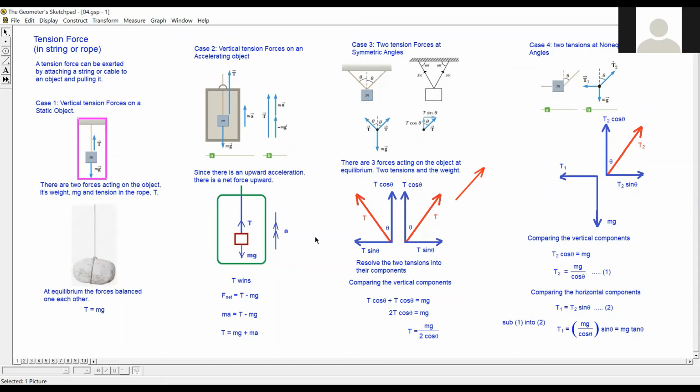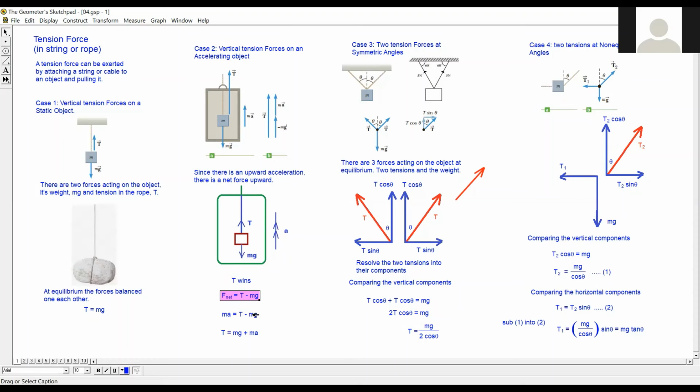Because let's say T and mg, who will win? Like in a tug of war, the thing is moving in the direction of T. So if it's moving in the direction of T, it means T wins. If T wins, that means T must be bigger. So if T is bigger, I have to use T minus mg. So the net force is actually T minus mg. Why T minus mg? Because T is bigger. Because it's moving upward, T wins.